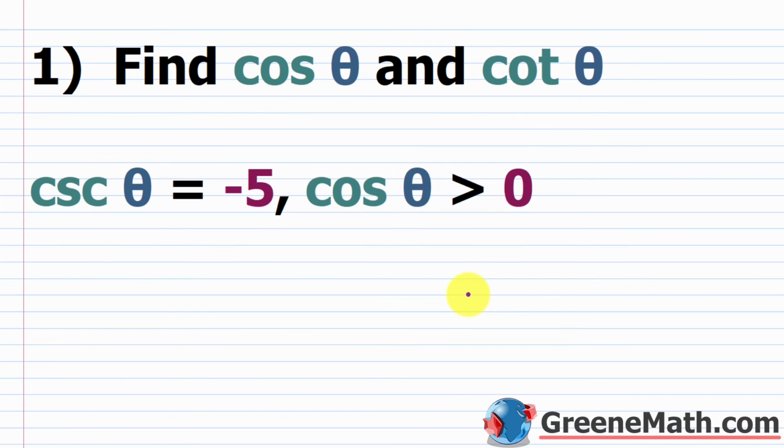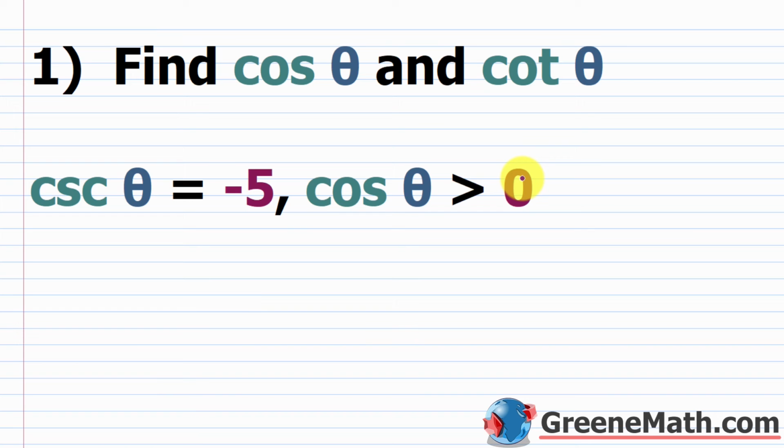All right, let's take a look at the practice test. For problem number 1, we're asked to find cosine of theta and cotangent of theta, given that cosecant of theta is equal to negative 5 and cosine of theta is greater than 0. So we're going to be using our Pythagorean identities today.